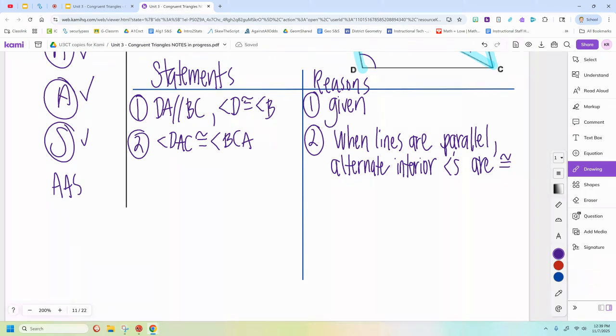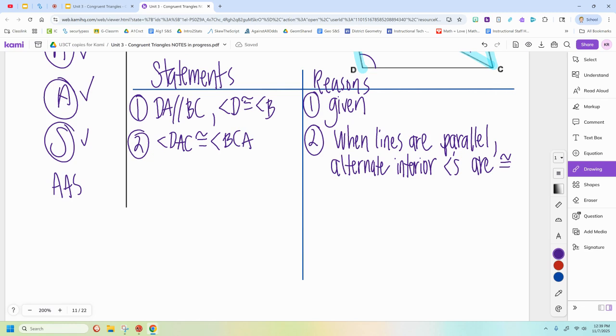The reason I like to write it this way is because if lines are parallel, alternate interior angles are congruent. I can also say if alternate interior angles are congruent, then lines are parallel. Do you see how that's the switch of the statement? And sometimes the reverse, that opposite statement, is what we mean. Okay, so cool. We got our angles.